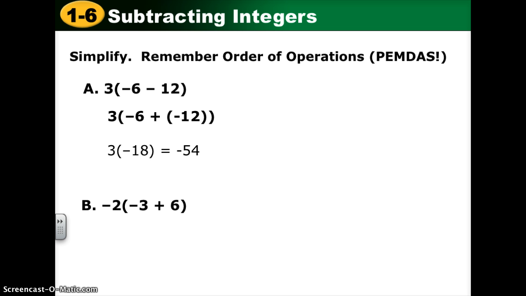Second example, negative 3 plus 6. We're adding a negative and a positive, so we're looking at the difference between the two. 6 is the larger number, so that's a positive answer. The difference between 3 and 6 is 3, so we get an answer of 3. Then we multiply negative 2 times 3 to get a negative 6.